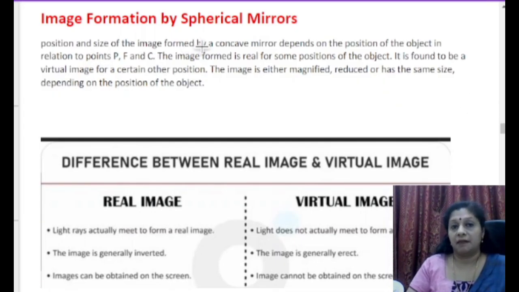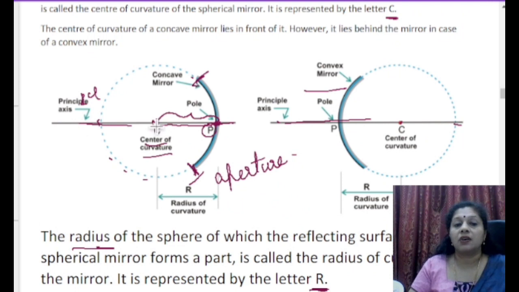Position and size of the image formed by a concave mirror depends on the position of the object in relation to P, F and C. The image formed is real for some positions of the object. It is found to be virtual for a certain other position. The image is either magnified, reduced or has the same size depending on the position of the object. So here we are talking about three aspects. We are coming back to this diagram. This has got center of curvature and a pole. So on the principal axis or here infinity, anywhere the object can be there.